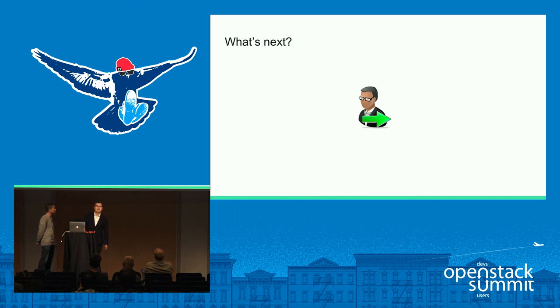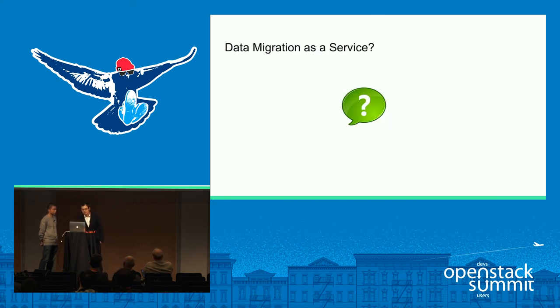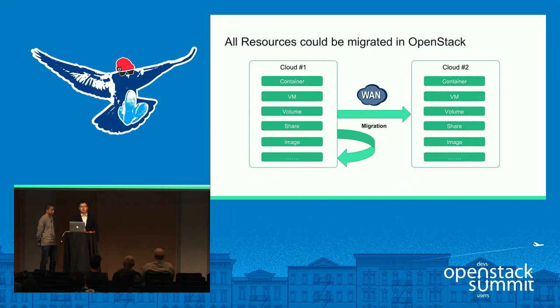Okay, so what's next? You can see there are a lot of ways to migrate between clouds. So we need a new project like this one, data migration as a service. You can see a lot of resources in OpenStack, like container, like VM, like volume, like share, and like image. And these resources can be migrated within one cloud or between clouds.